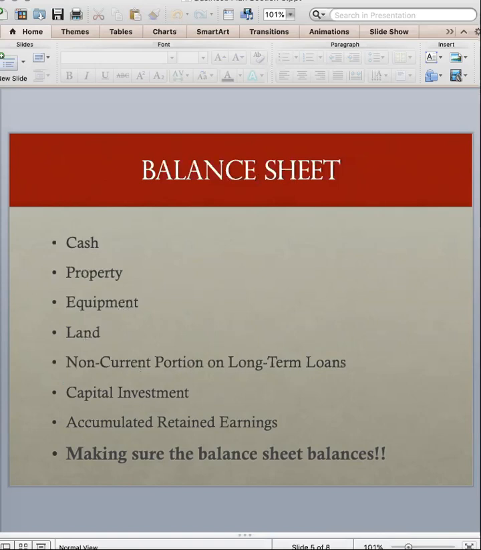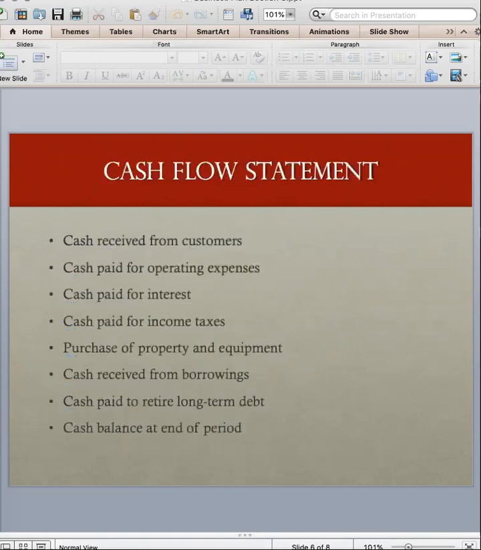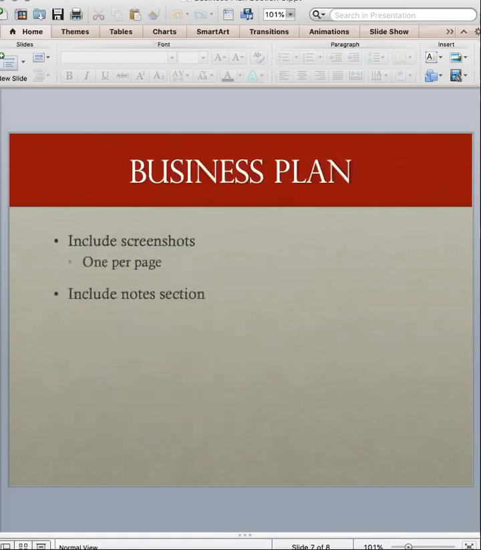But moving on to the cash flow statement. Obviously, the theme here is cash. Cash from sales, cash paid for operating expenses, interest, and income taxes. You will also record the purchase of property and equipment here and the money you received from borrowings. After you complete this sheet, you'll have an output number stating your cash balance at the end of the period.